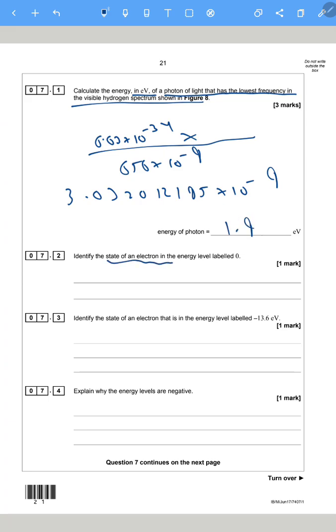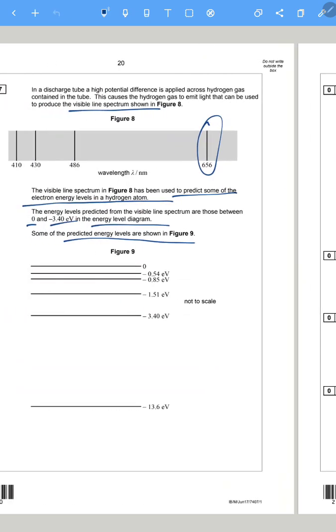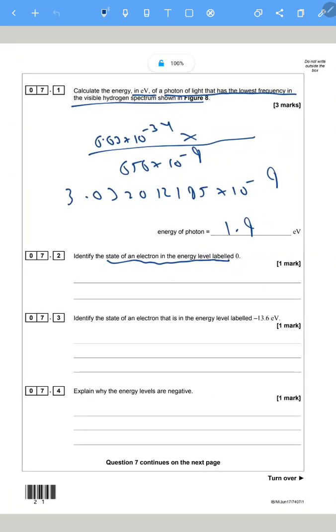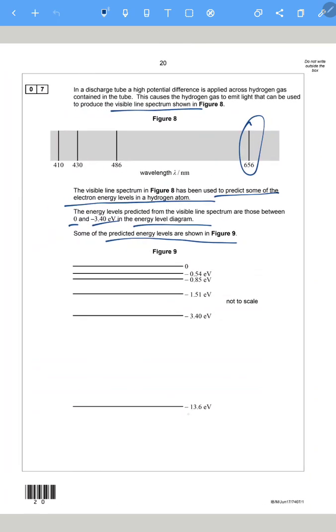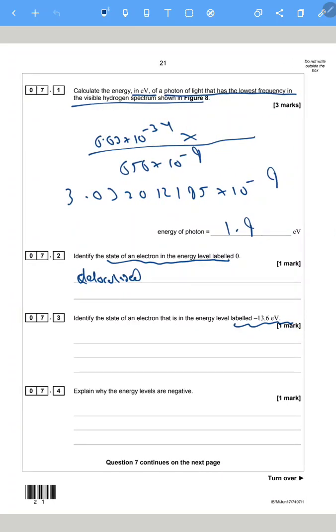Identify the state of an electron in an energy level labeled 0. Delocalized, which means they're free, basically. Identify the state when the energy is minus that much. So, minus that much. So, lowest possibility.